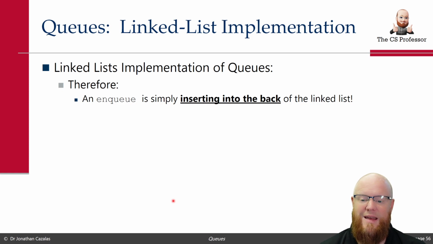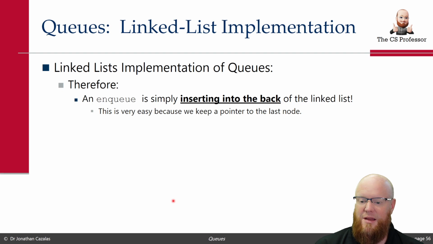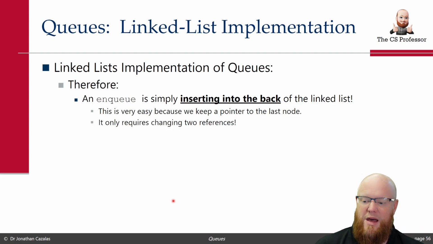An enqueue is simply inserting into the back of our linked list. And this is going to be easy, no traversal necessary, because we're always going to know where is that exact location of that last node, and we're going to have a variable called rear that is pointing to that last node.